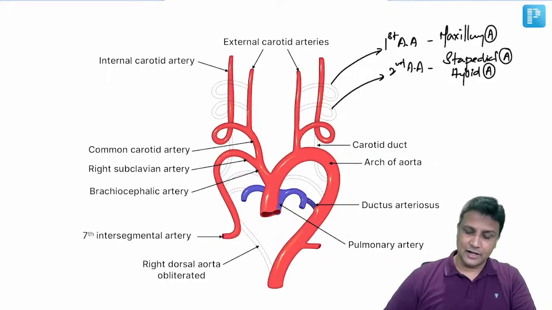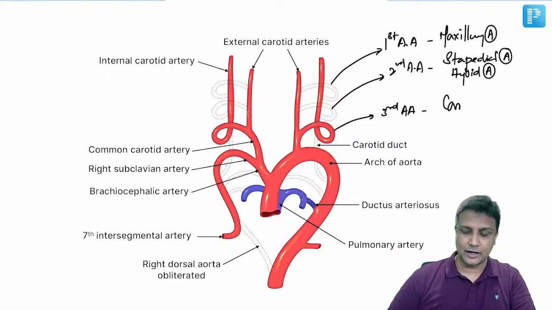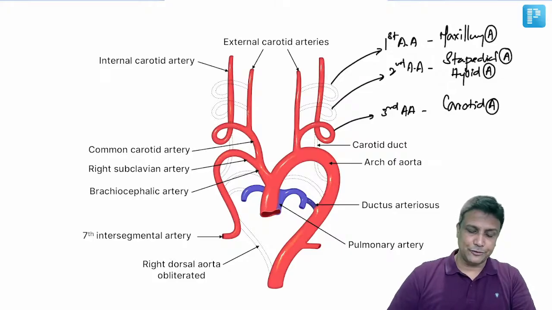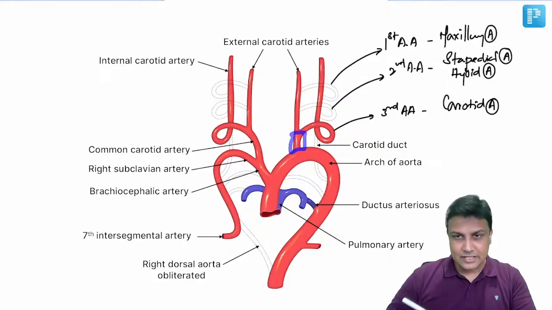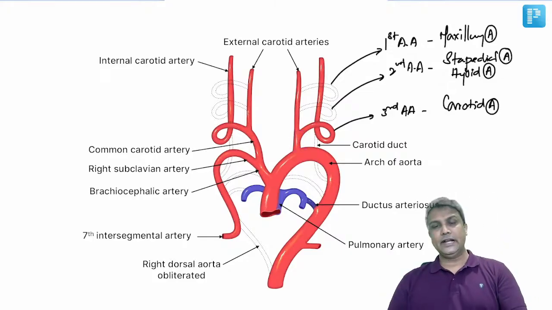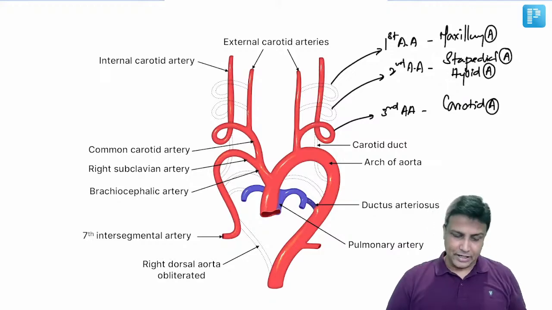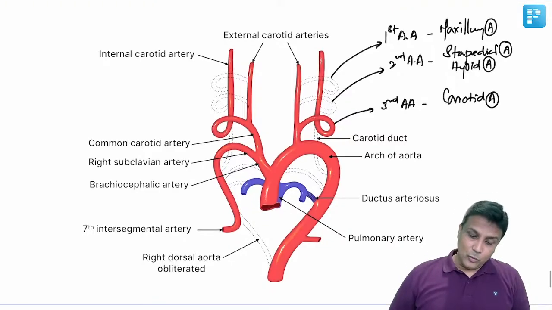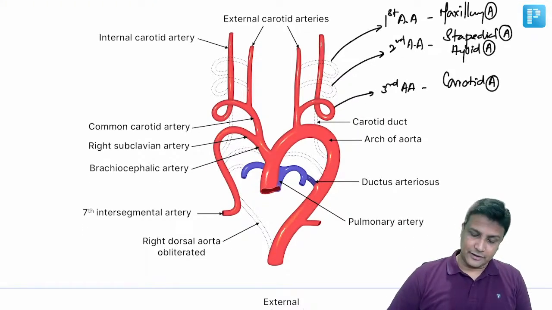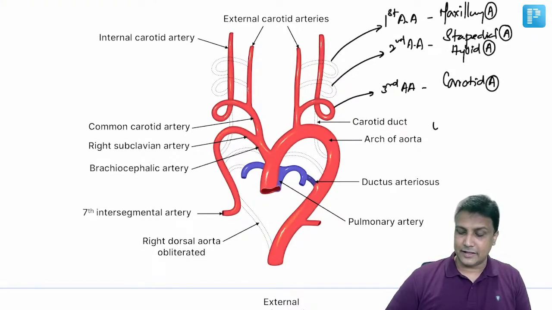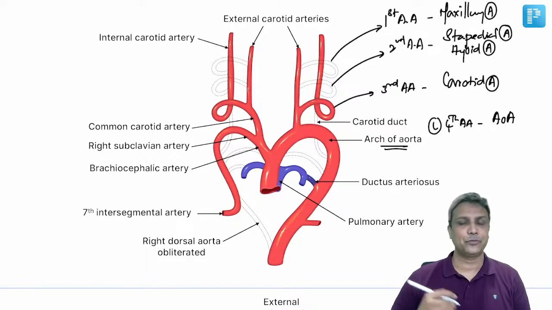Now, what about the third arch artery? Remember, the third arch artery is the one which is going to form your carotid arteries. So the proximal part, of course, is going to form the common carotid artery, and the distal part is the one which is going to form your internal carotid artery. The external carotid artery is just given off like a bud from there. Fine. Now welcome to the most important one, the fourth arch artery. The fourth arch artery on the left side, only on the left side, is the one which is going to form the arch of the aorta.